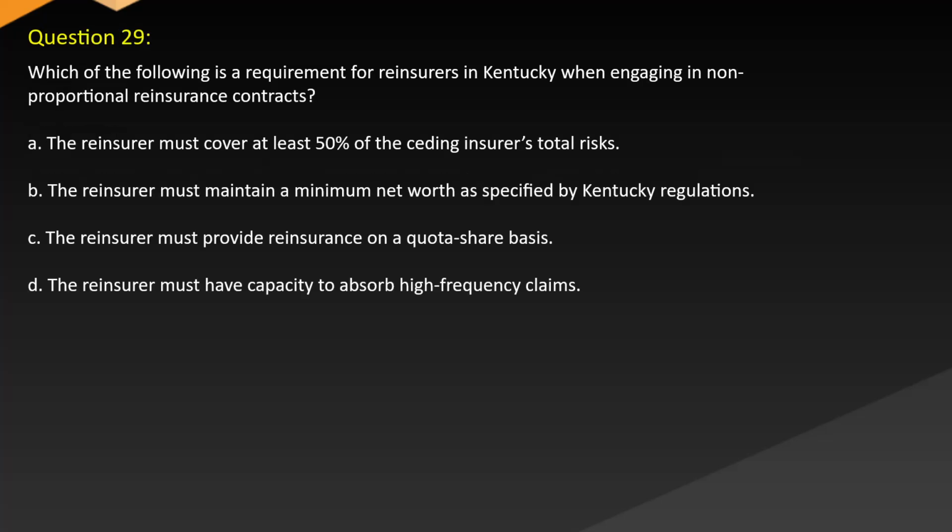Question 29. Which of the following is a requirement for reinsurers in Kentucky when engaging in non-proportional reinsurance contracts? A. The reinsurer must cover at least 50% of the ceding insurer's total risks. B. The reinsurer must maintain minimum net worth as specified by Kentucky regulations. C. The reinsurer must provide reinsurance on a quota share basis. D. The reinsurer must have capacity to absorb high-frequency claims.